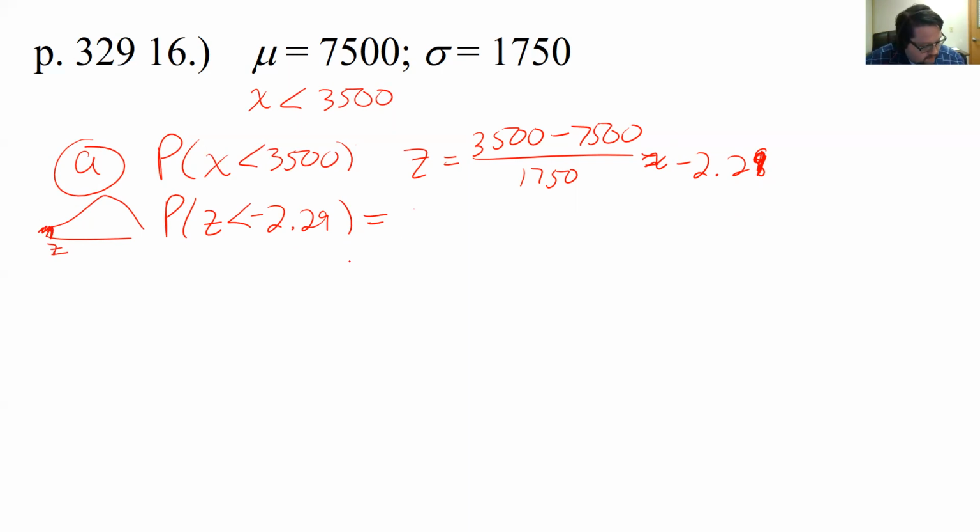Negative 2.29 goes at the end of the table. It looks like 0.0110. So a little more than a 1% chance that a normal healthy person would get a value down there. All right, so pretty unlikely. If you were working in the medical field, you would probably say, whoa, the flag's going up there. All right, so we're going to B.